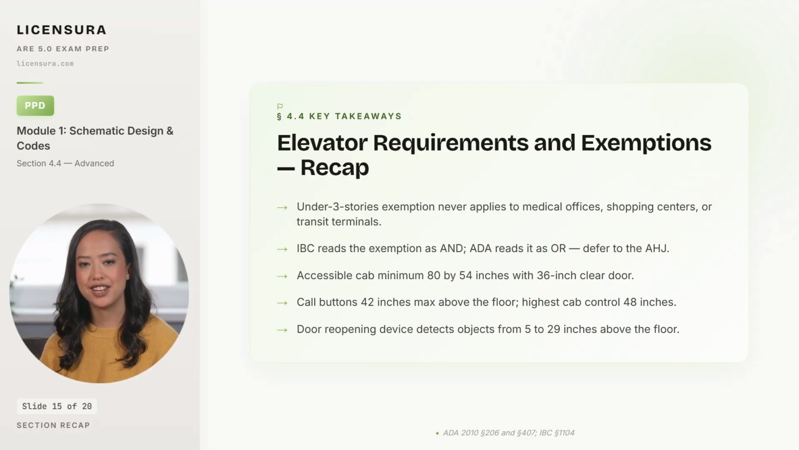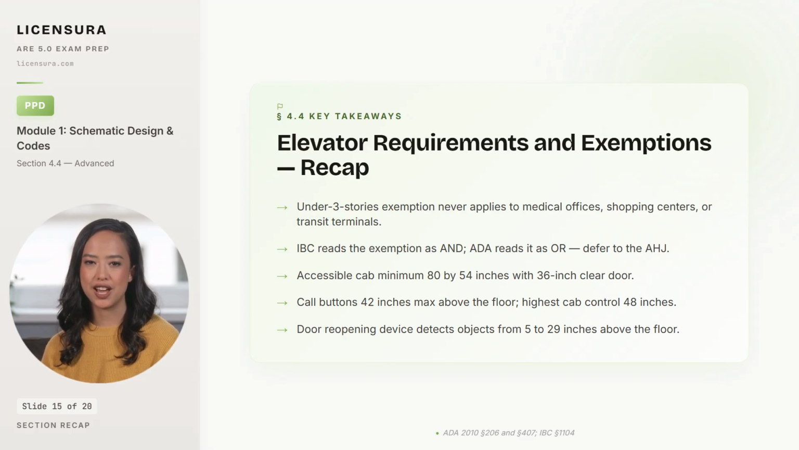Second, the IBC reads the exemption as an and rule, requiring both story count and floor area to be under threshold, while the ADA reads it as an or rule, where either condition alone suffices. Defer to the authority having jurisdiction on which text governs. Third, when an accessible elevator is required, the cab must measure at least 80 inches deep by 54 inches wide, with a 36-inch minimum clear door opening.